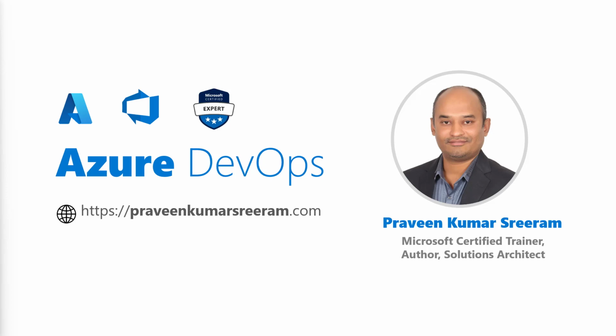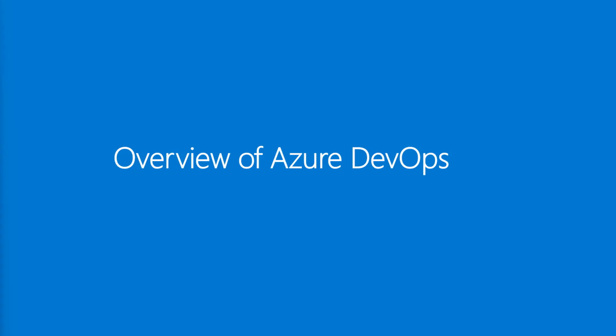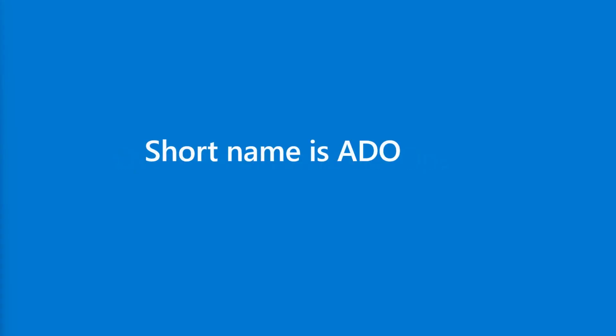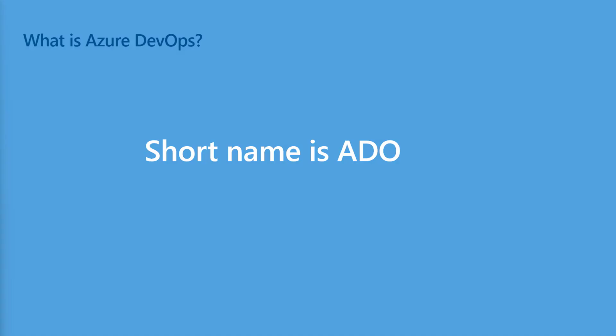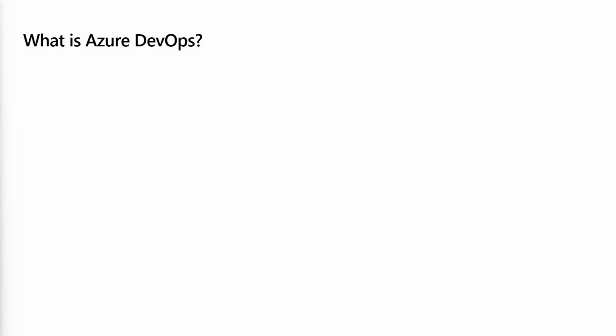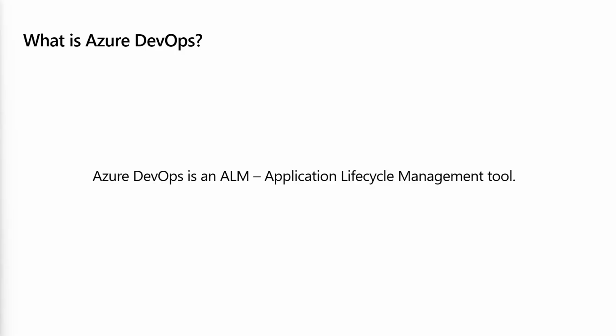Today we are going to learn about Azure DevOps. In short, it is called ADO. What is Azure DevOps? Azure DevOps is an application lifecycle management tool. It's a web-based tool that provides all the various features that are required in almost all the software development projects.